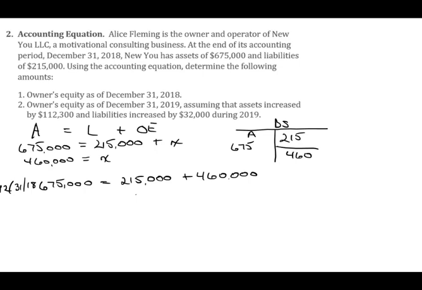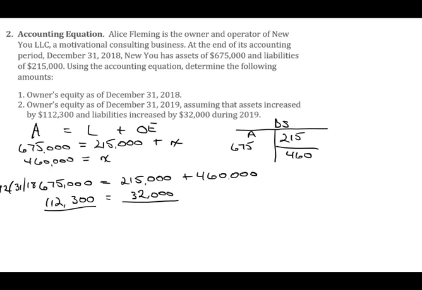12/31/18. All right, then they tell us that assets increased by 112.3 and liabilities increased by 32,000. Okay. So then the question is, what is our ending owner's equity? All right, now this looks pretty straightforward here. You could pretty much plug that number in.